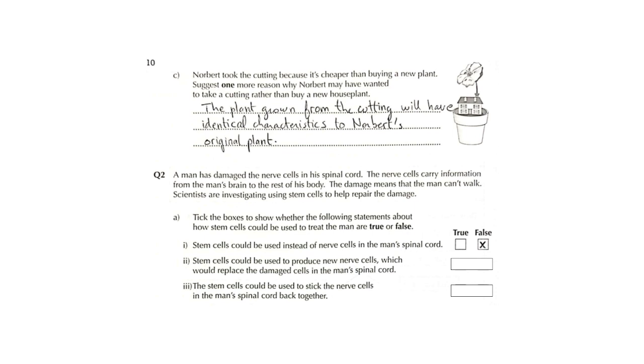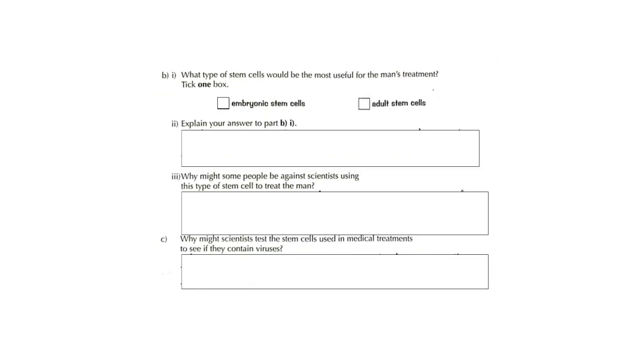Stem cells could be used to produce new nerve cells, which would replace the damaged cells in the man's spinal cord. That is true. And the stem cells could be used to stick the nerve cells in the man's spinal cord back together. No, that's not what the stem cells do. Okay, they can differentiate into specialized cells. Next, what type of stem cells would be the most useful for the man's treatment? Tick one box. The embryonic stem cells, because they can specialize, they can differentiate into any type of cell.